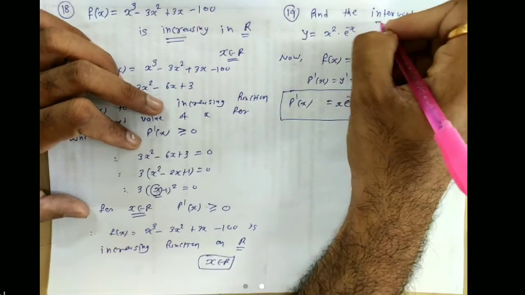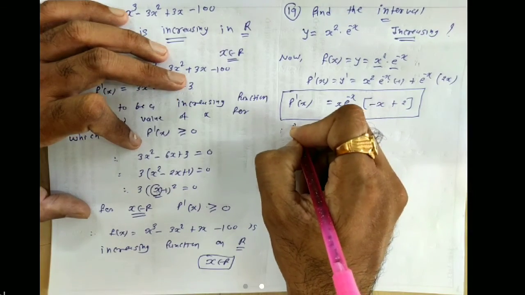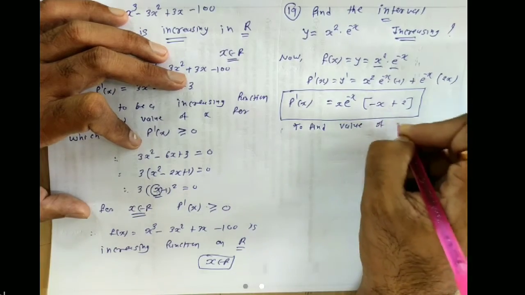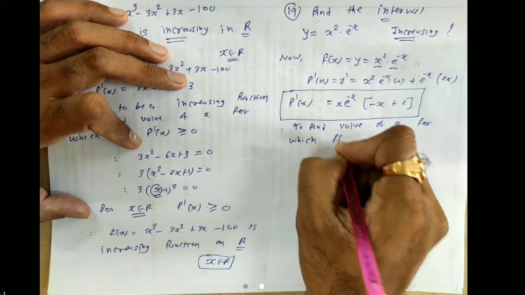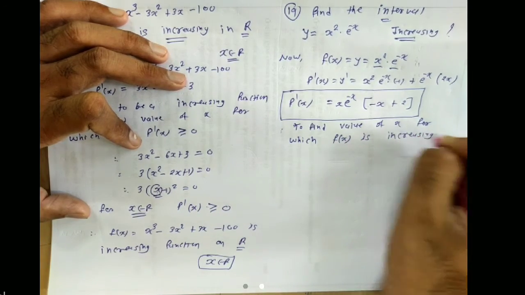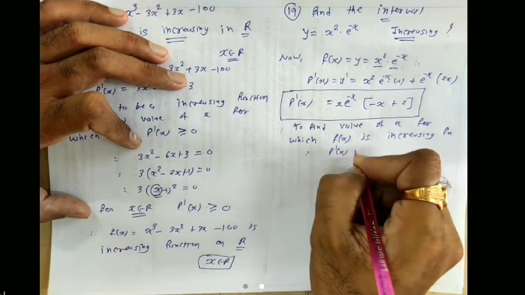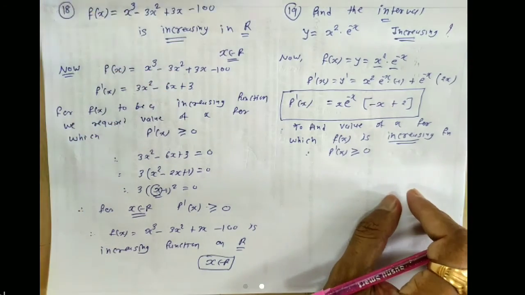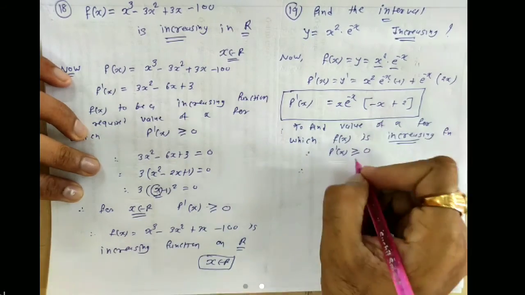Now we have to find the interval, so the value of x for which the function is increasing. So to find the value of x for which f of x is an increasing function, we require f dash x greater than or equal to 0, right? For increasing, what will come? f dash x greater than or equal to 0. So take this f dash x, this one is greater than or equal to 0.